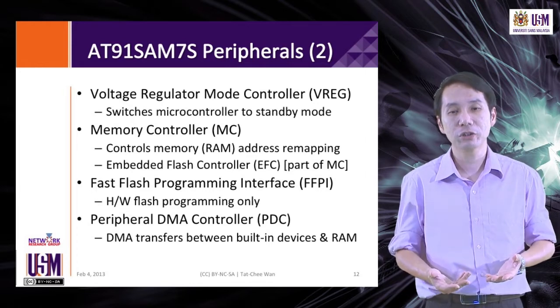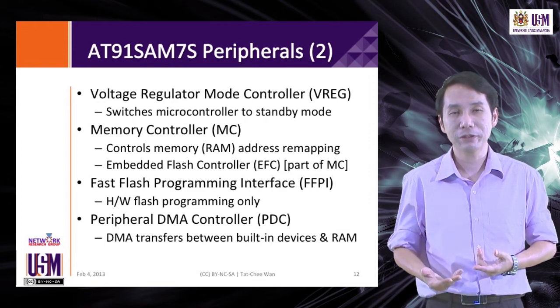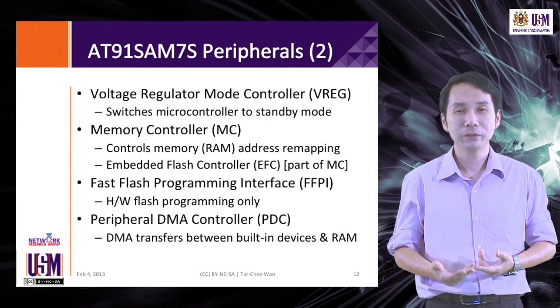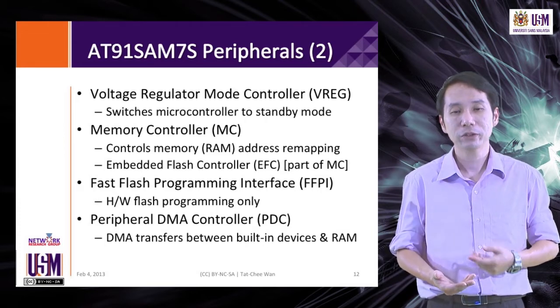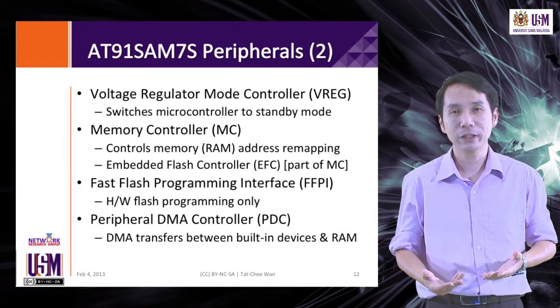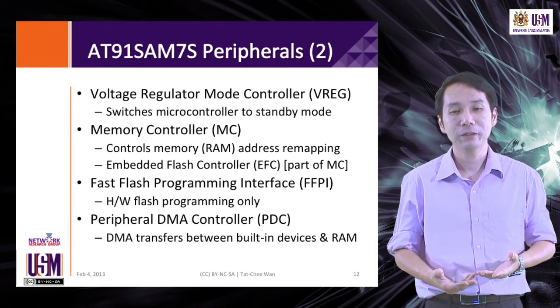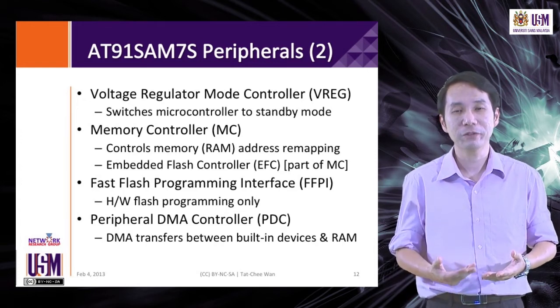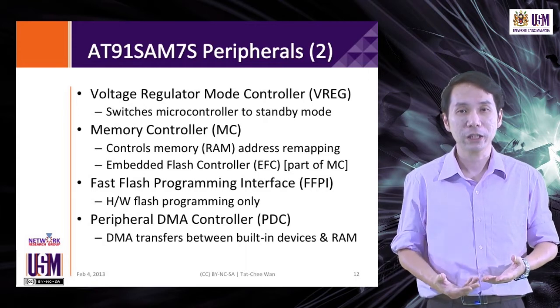There's also the memory controller for controlling access to the RAM, to remap the RAM addresses from a different address to starting from address 0, which is the start of memory. We also have the embedded flash controller, or EFC, used for controlling access to the flash memory for writing new information. The flash programming interface, or FFPI, is used for hardware programming of the microcontroller during production.